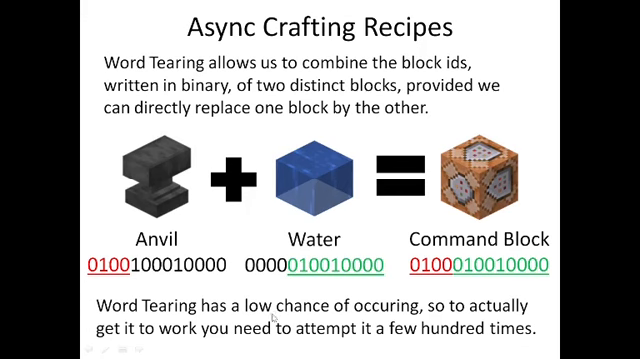Now, the race condition for this actually has a very low chance of occurring. You can't really increase the chance. So if you want to actually get that, you need to attempt it a few hundred times. So you need to have an anvil fall into water a few hundred times while you have async observer lines blinking next to them.